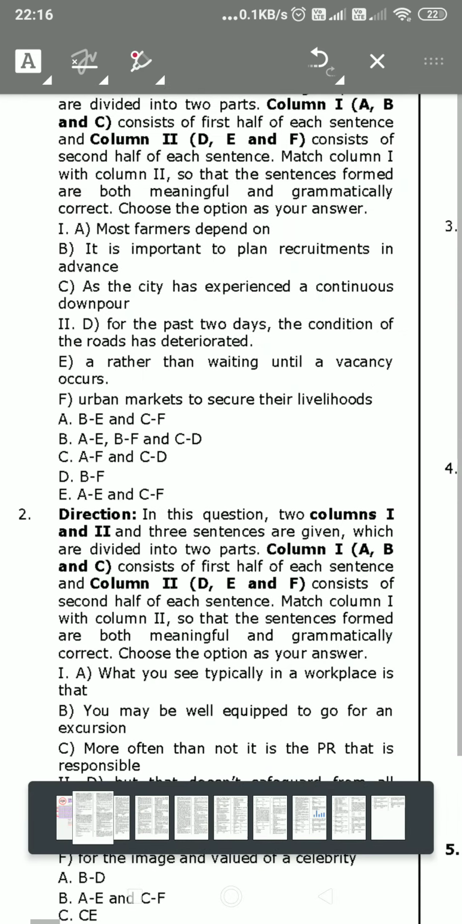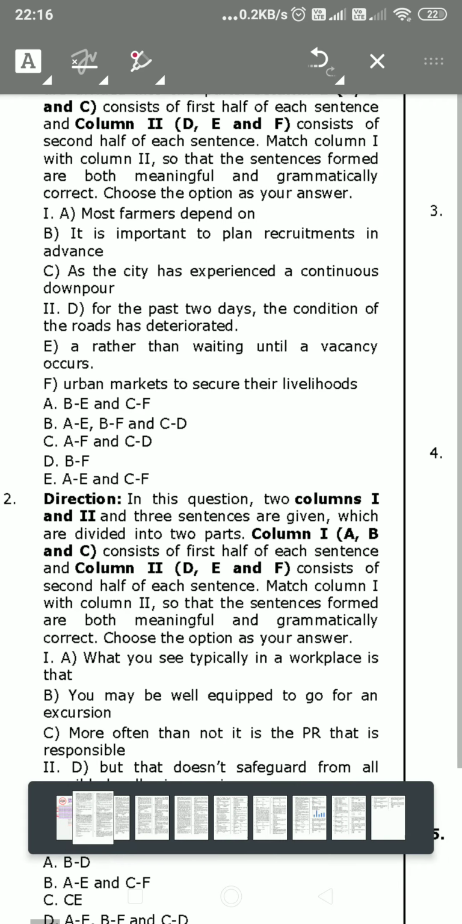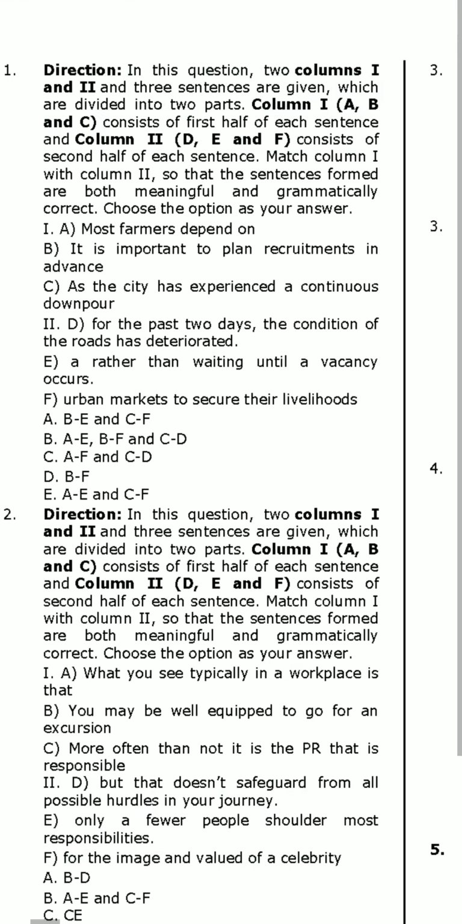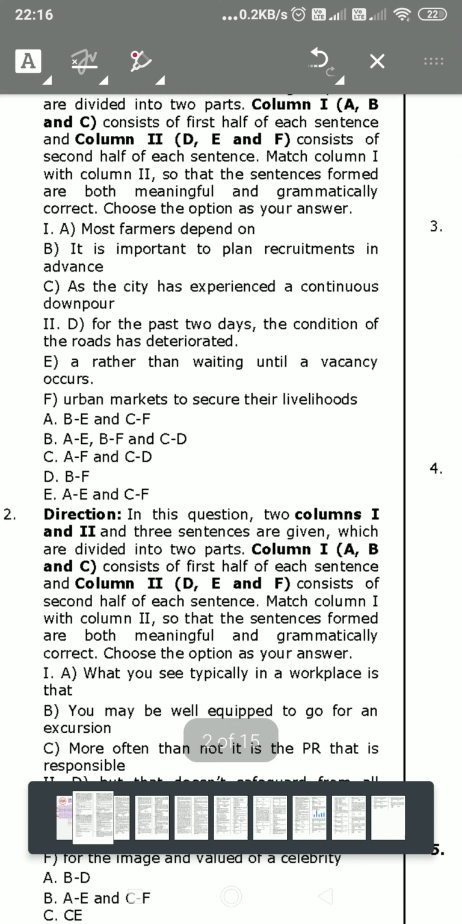So here you can see this particular example. In this example, column 1 has 3 questions. Let me just mark it for you. We have 3 sentences here: A, B, C. Most farmers depend on, it is important to plan recruitments in advance, as the city has experienced a continuous downpour. This is only half of the sentence. And then column 2 has again 3 other parts of the sentences: for the past 2 days the condition of the roads has deteriorated; rather than waiting until a vacancy occurs; urban markets to secure their livelihoods.